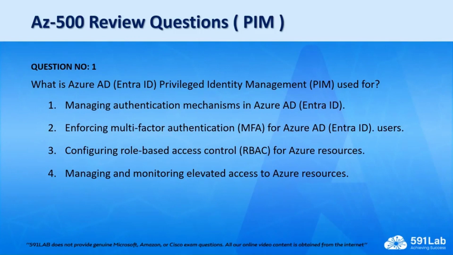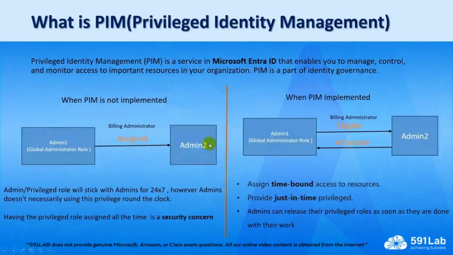If you go back in this video, in the initial slide, we talked about what PIM is. So let's quickly go and recap on this. Look at the definition. Privileged Identity Management is a service in Microsoft Entra ID that enables you to manage, control, and monitor access to important resources in your organization. So basically, PIM does management, control, and monitoring of access to the important resources in our organization.